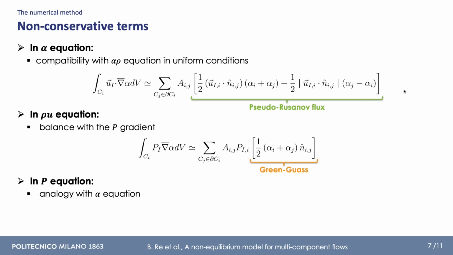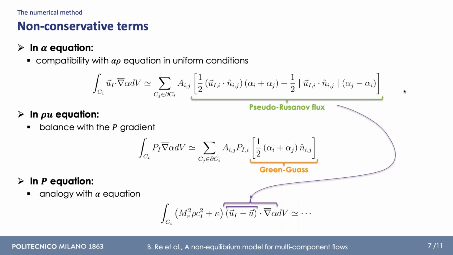For the momentum equation, it's easier because we simply have that velocity and pressure are uniform. The non-conservative term should balance the pressure gradient term. And so we have this simple discretization which resembles the Green-Gauss divergence approximation that we use for the pressure. And then for the pressure equation, we simply apply by analogy what we have discovered for the volume fraction equation, simply considering that now we have the difference in the velocity instead of the simple velocity.